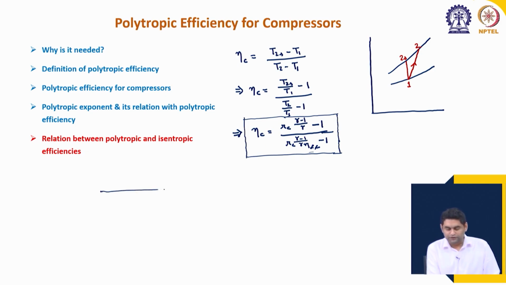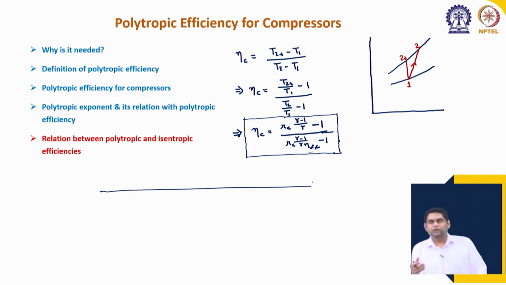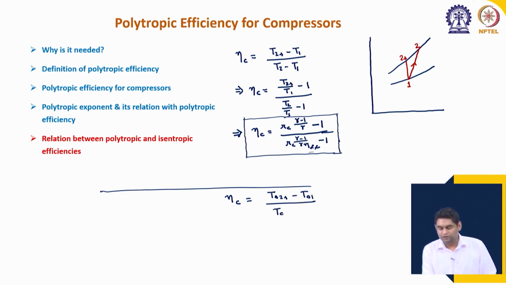Whatever we have discussed till now is also valid when we consider the stagnation temperatures T01, T02, T03. In general, we will write all this in terms of stagnation temperature. For example, the isentropic efficiency we will write as T02s minus T01 by T02 minus T01. Like this we will define it in subsequent problems.